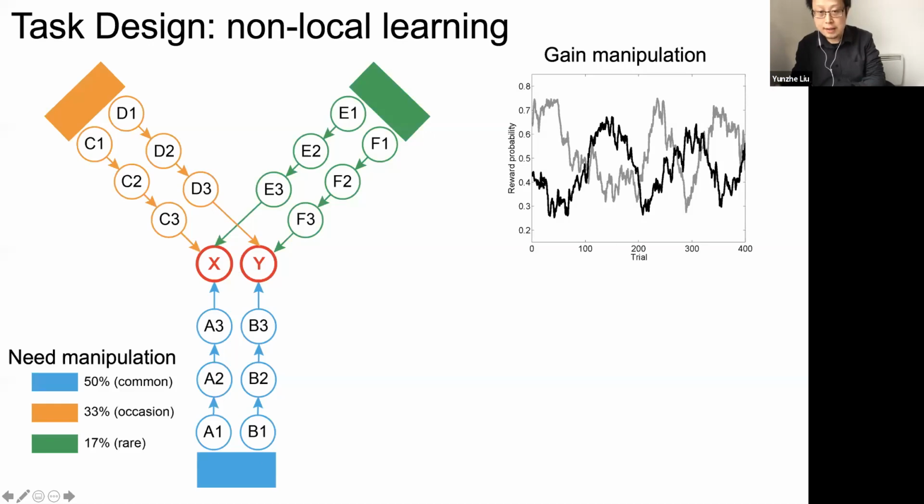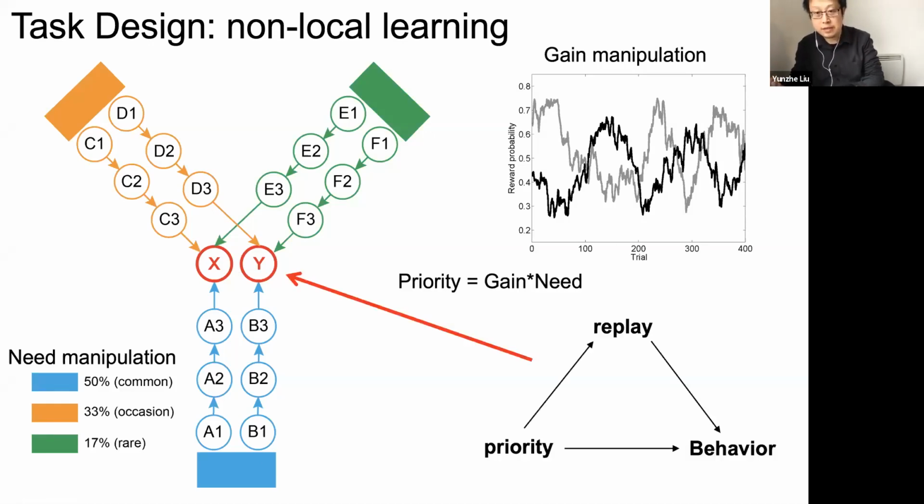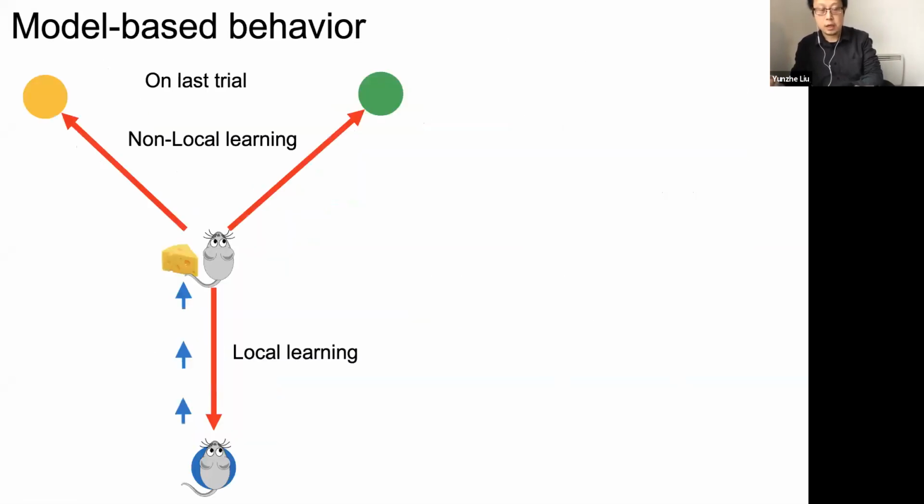With this, we can study priority. The aim of this study is to look at those triangles, i.e. priority, replay, and behavior. All right, so first let's talk about the model-based behavior.